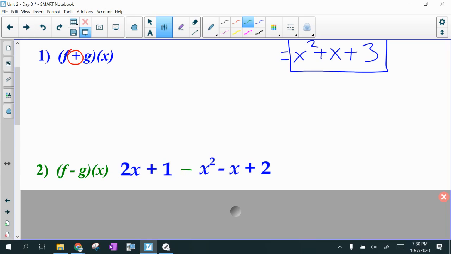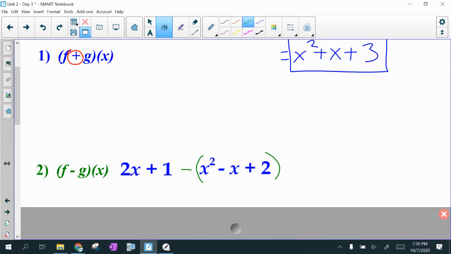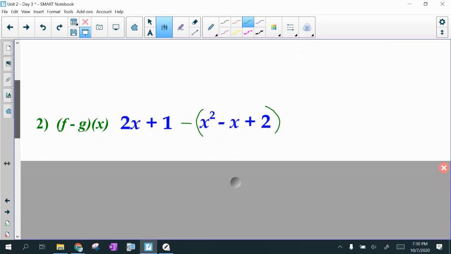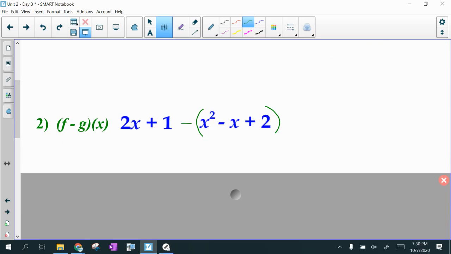Now when I'm subtracting, I would very much highly encourage you to take the extra couple seconds and write that down as a set of parentheses, because then you're less likely to run into the issue that many people have. So I still have 2x plus 1. I'm now going to subtract x squared, and then I have to apply this negative to every term in here. So it's going to be minus a negative x, and then it's going to be minus a positive 2.